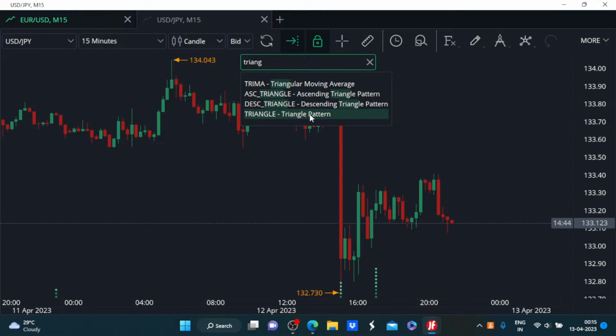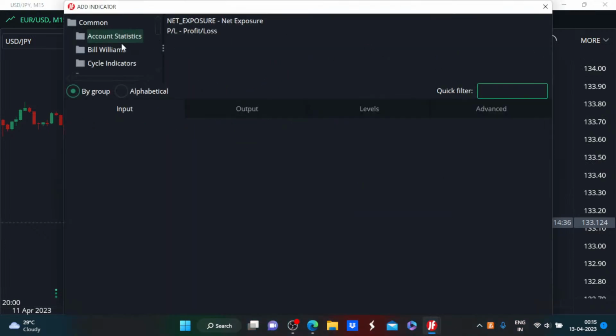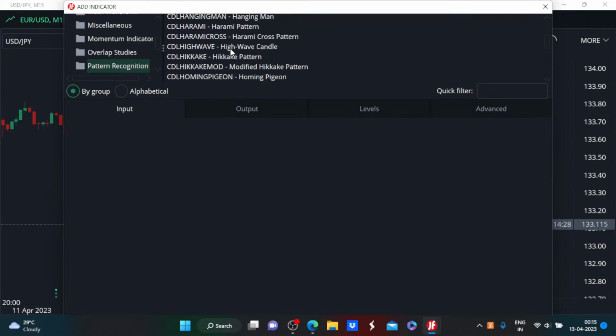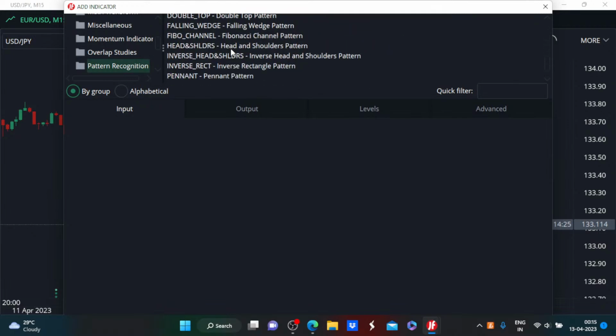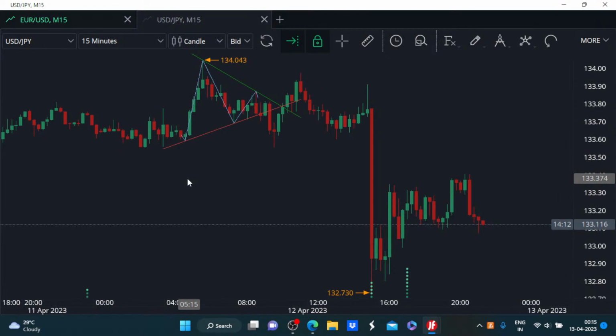So here comes the triangle pattern. I have added it simply using this quick search option. If you want to know where this pattern can be found, all you have to do is go to this pattern recognition setup, and here you will find it near the bottom of this list. Here comes the triangle pattern, just below thrust outside bar and above the triple bottom pattern. Now, as I said, the price starts to converge towards a particular price level. That's when this triangle pattern takes shape.